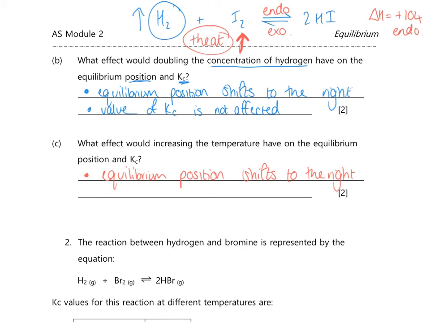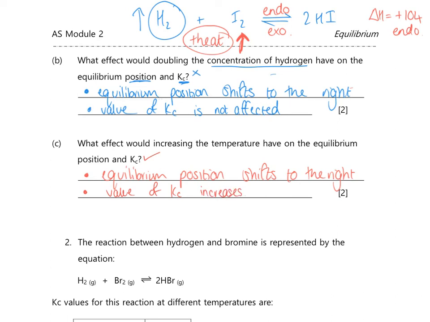And then we have to comment on the effect on the value of Kc. And we know that this time temperature does affect the value of Kc. So we can almost put a tick there and put an X beside the effect on the value of Kc when it comes to concentration. So because the equilibrium has shifted to the right, we know that that increases the value of Kc. So we would simply write value of Kc increases.